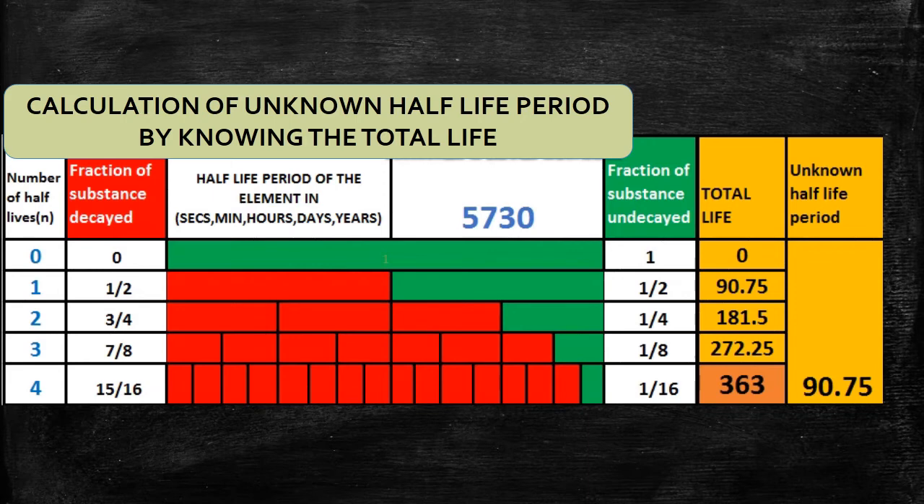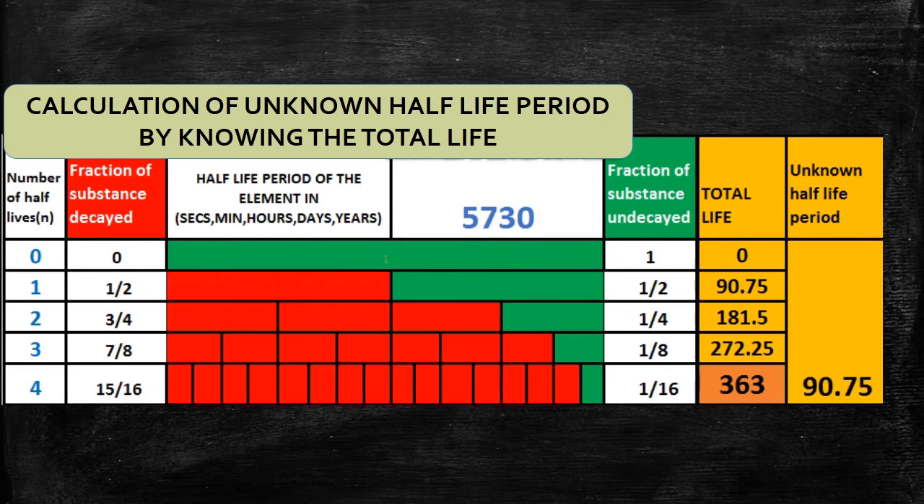For that it takes 11,460 years. That is in the second half-life period. In the third half-life period, 7/8 of the element is decayed, 1/8 of the element is not yet decayed, that is undecayed. For that it takes the time of 17,190 years. Okay.